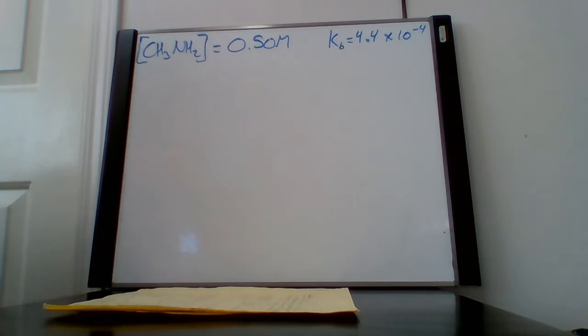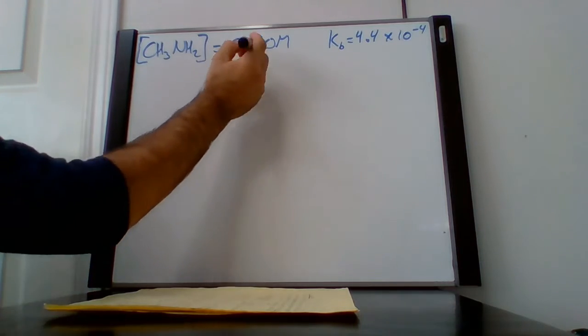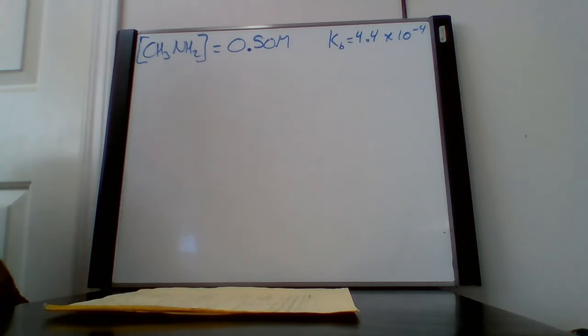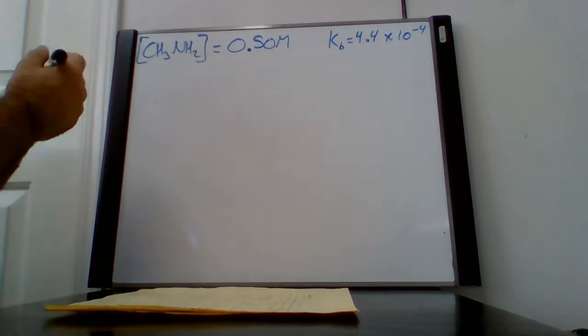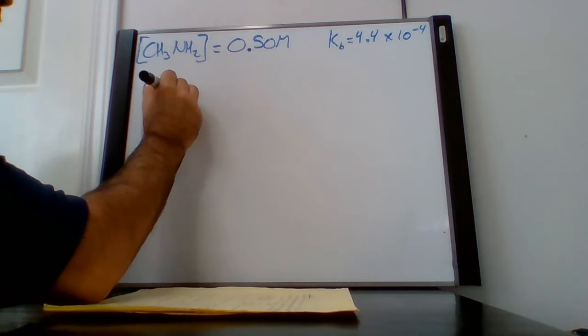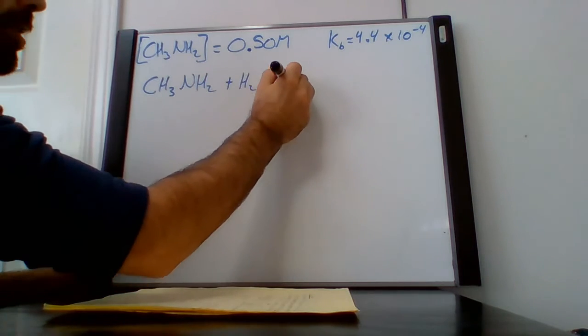Okay, so this first question, we are looking at a concentration of methylamine being 0.5 molar and having a KB value of 4.4 times 10 to the negative 4. We want to find the overall pH. Okay, so once again, we're going to start off with our equilibrium equation and our ICE chart.